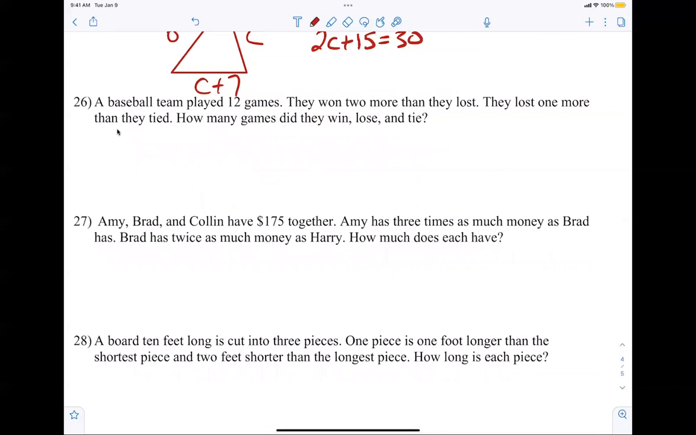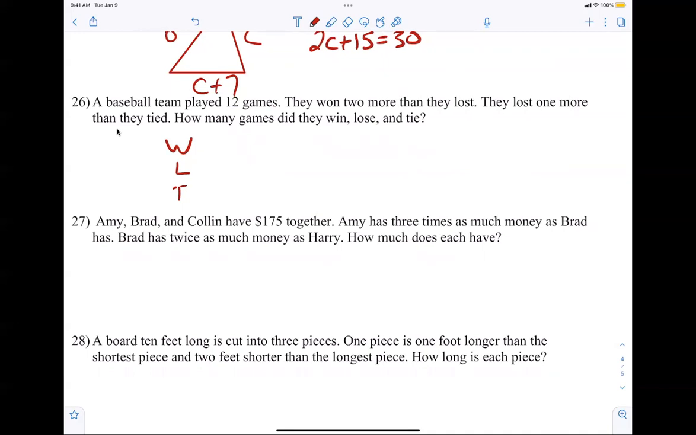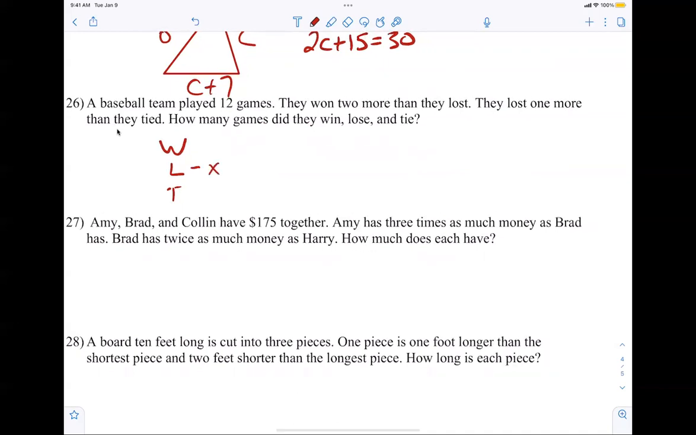26. Okay, so it would be W, L, and T. All right, so W would be 4. Lost would be, so what is lost? Lost is X. Good job. And then they won 2 more. So how would I write that? It would be X plus 2.